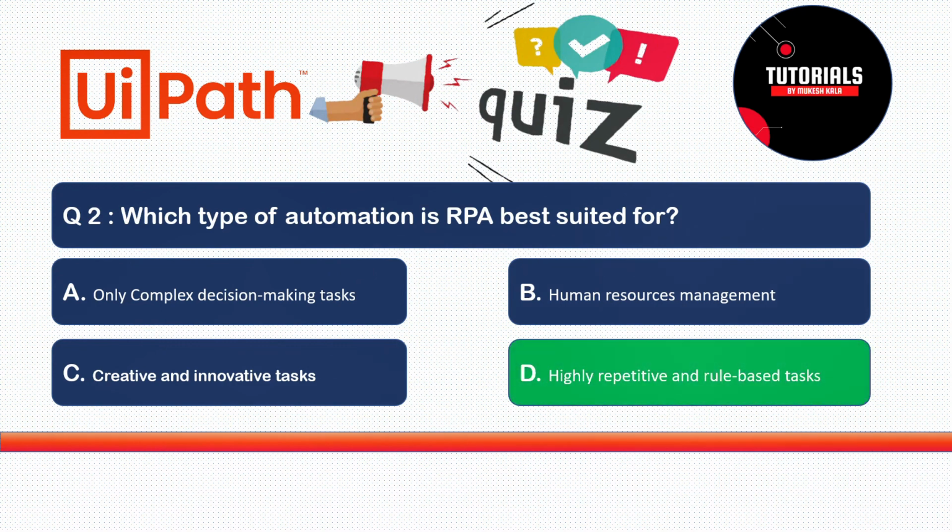And the correct answer is highly repetitive and rule based task, because these are software robots. So whatever task is happening repetitively and it is rule based, which means that the rules are fixed, predefined, that is the best candidate for doing the RPA automation. Now, can we also automate A, B and C? The answer is yes. But if I have to talk about what is the best suited, it would always be the highly repetitive and the rule based task. Okay.